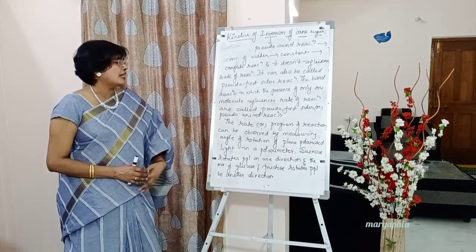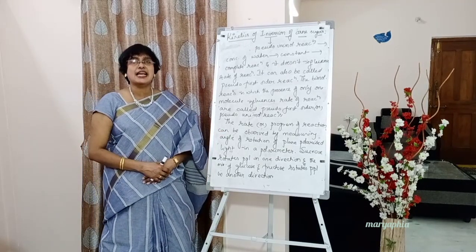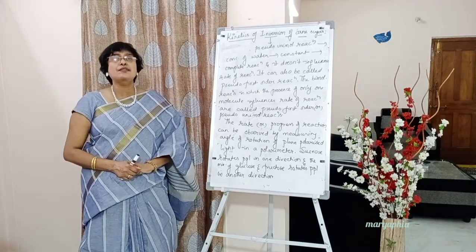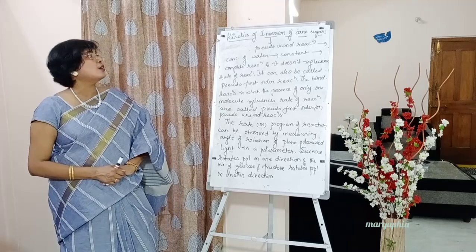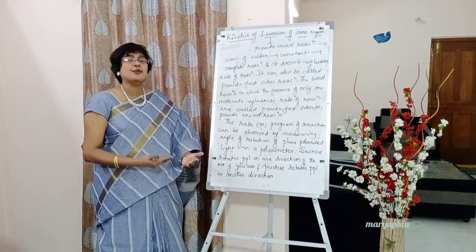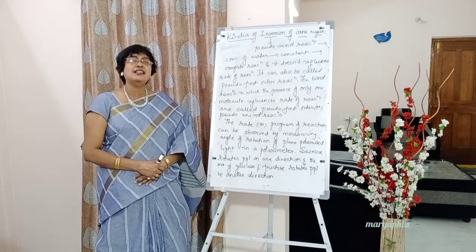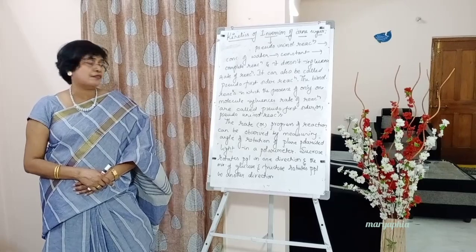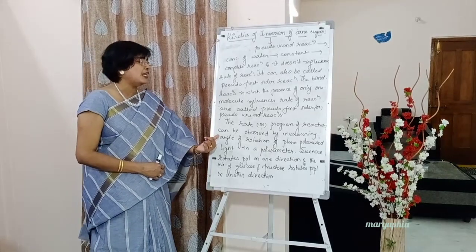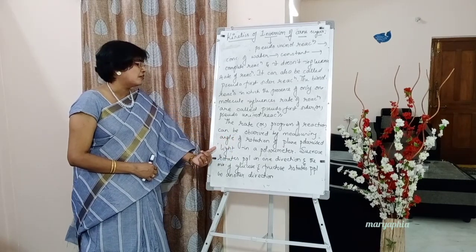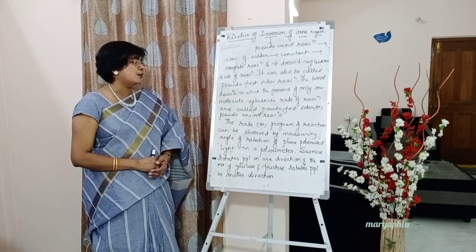Next, below write down the rate of progress of this reaction. Which reaction? Inversion of cane sugar. So we are learning the kinetics of inversion of cane sugar. How to determine the kinetics of this reaction? Here the rate of inversion of cane sugar, or the progress of inversion of cane sugar, can be observed by measuring the angle of rotation of plane polarized light in a polarimeter.